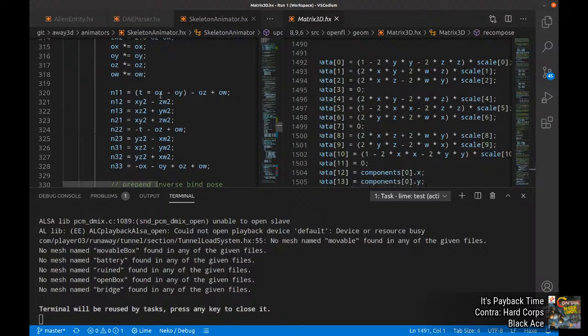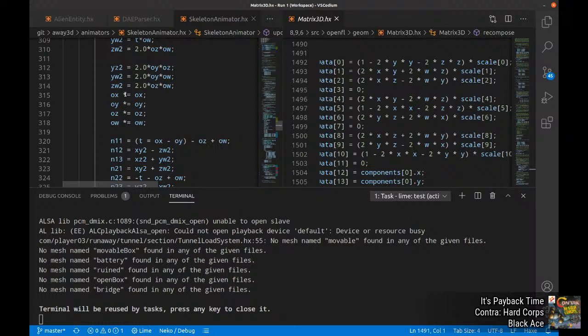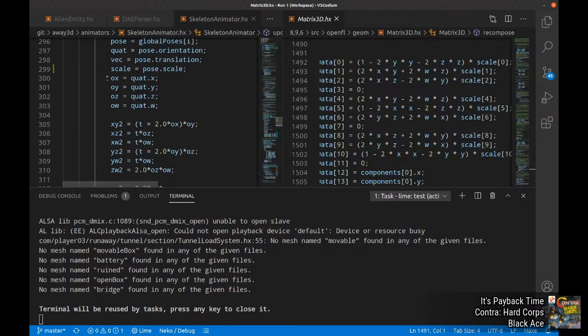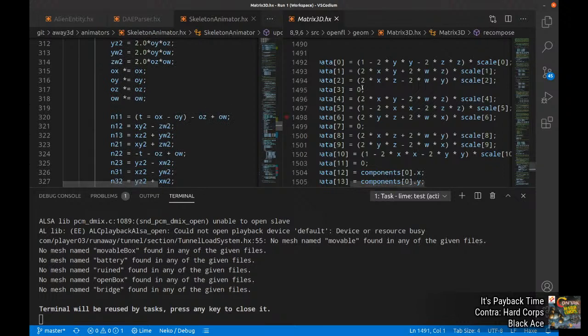So, OX is orientation x, so quaternion.x. So, x minus y minus z plus w. That's not this. X times y times 2 minus z times w times 2. That's that.